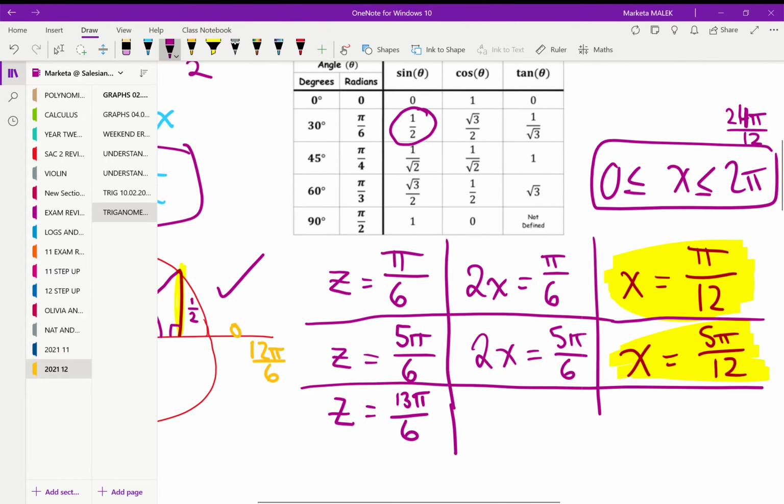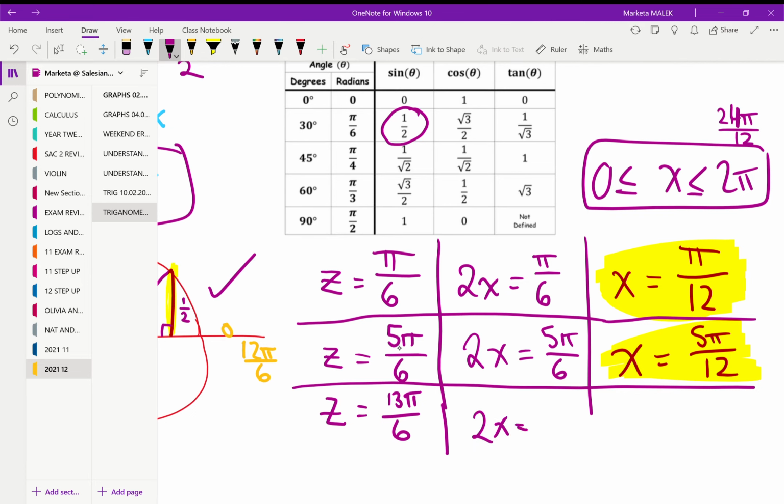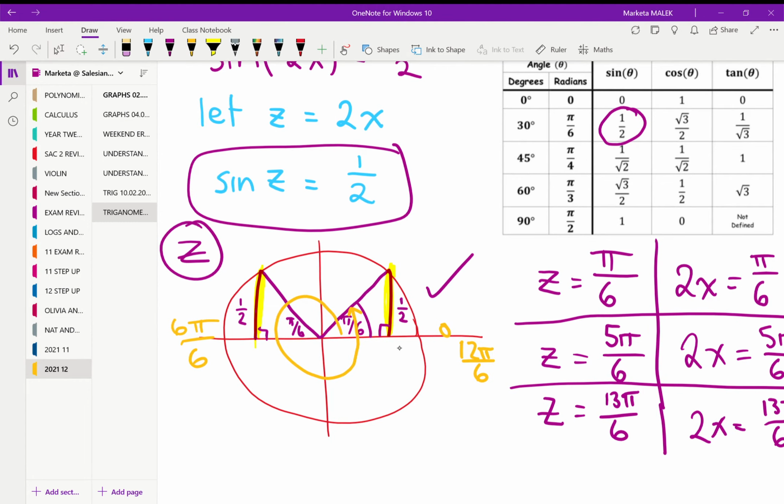And well, let's now change that to 2x is 13 pi on 6. And that means x equals 13 pi on 12. So again, this is well within the domain of 0 to 2 pi. Remembering 2 pi is 24 pi on 12. So we still could go further. So I'm going to do that.